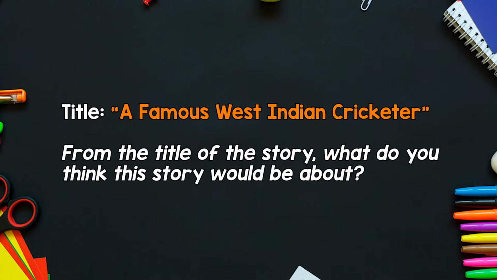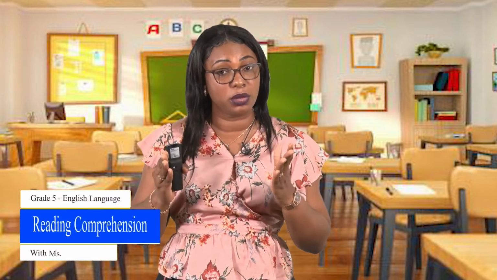So if you're to look at the title, a famous West Indian cricketer, what do you think the passage may be about? What are some of the key words you can use there to actually help you to understand what the passage is about? So the word famous, and if we draw from our vocabulary building, we know famous means someone who is well known, someone who is popular. And so it means that we're talking about someone here who is popular.